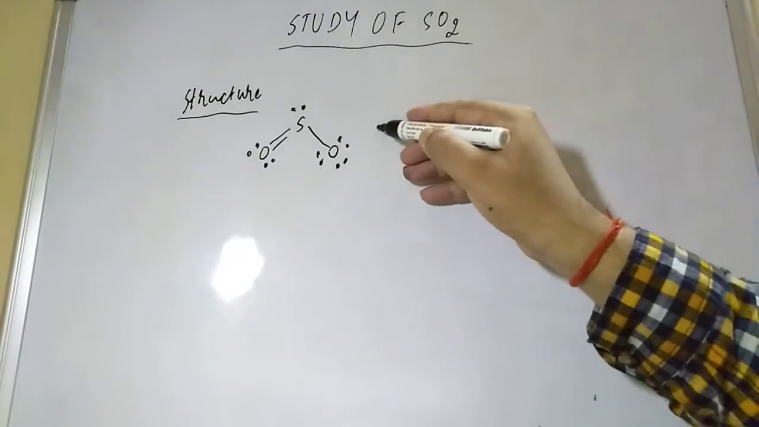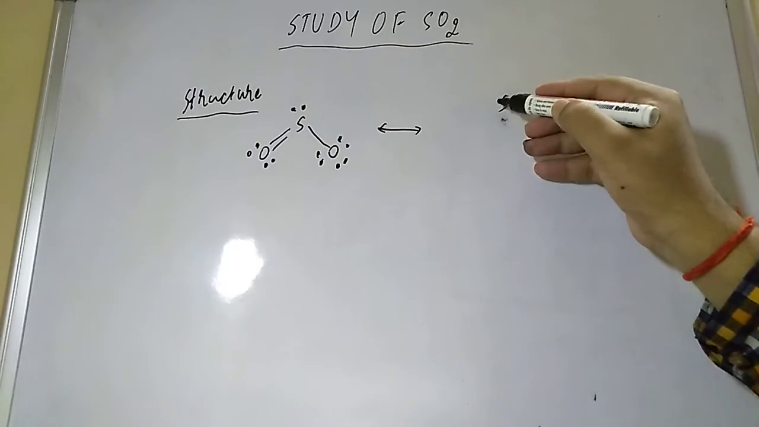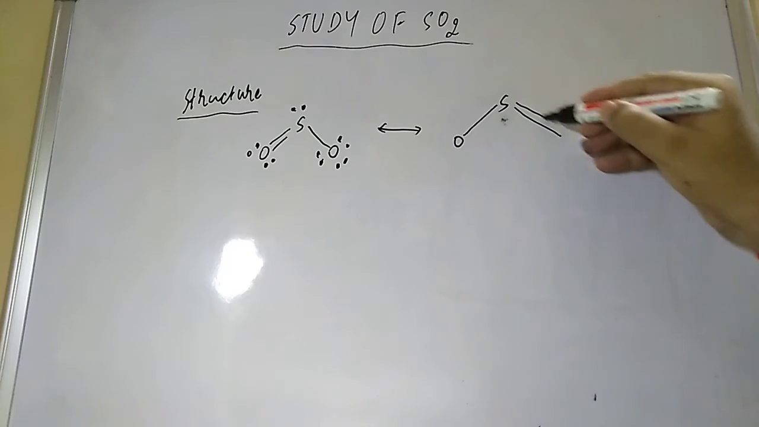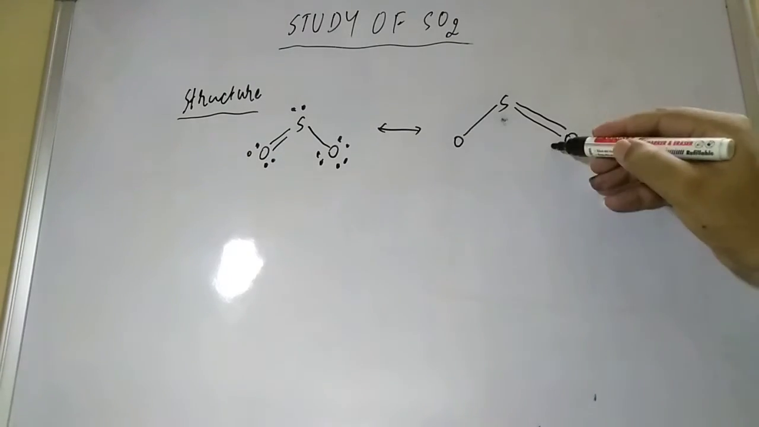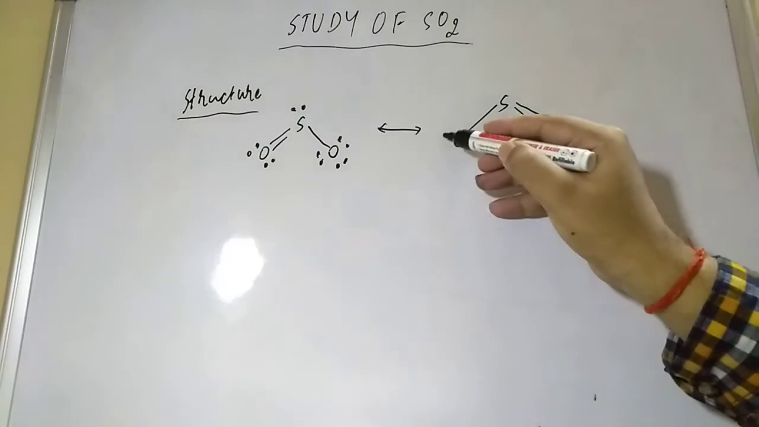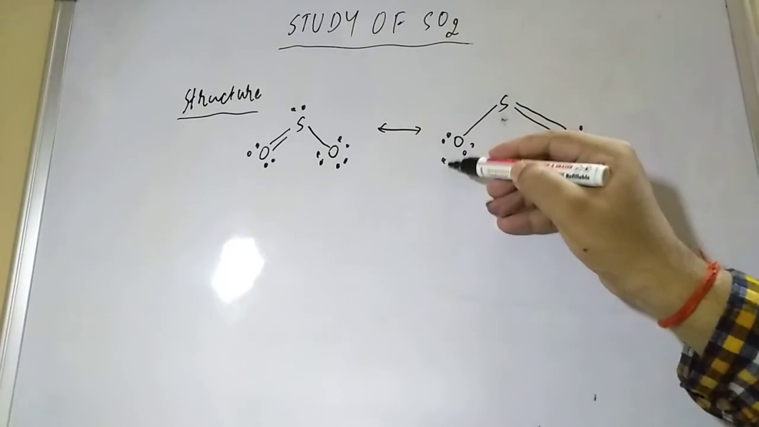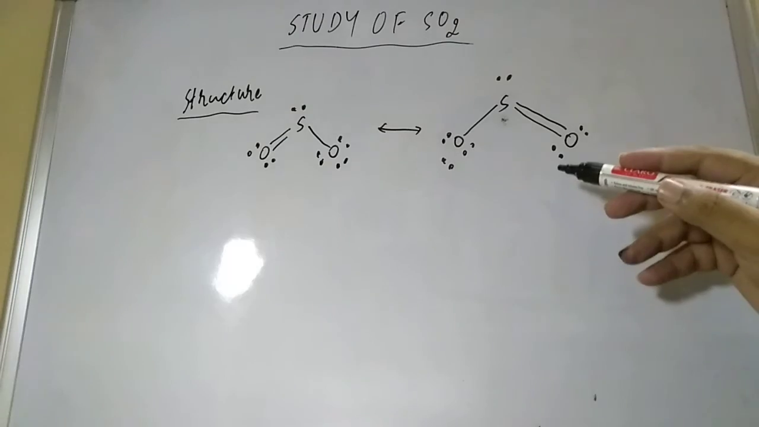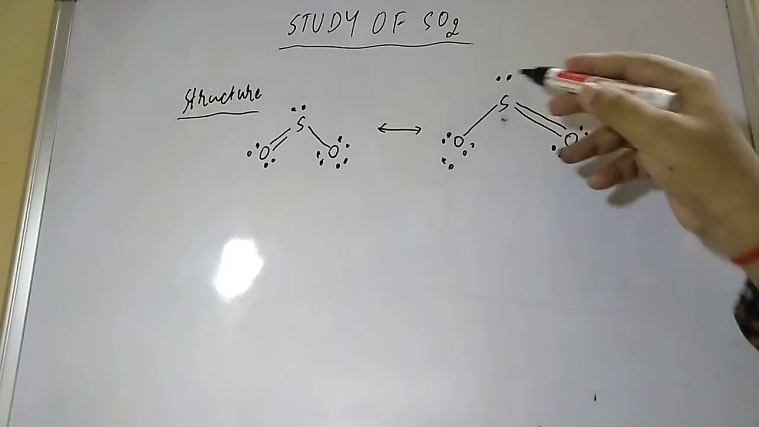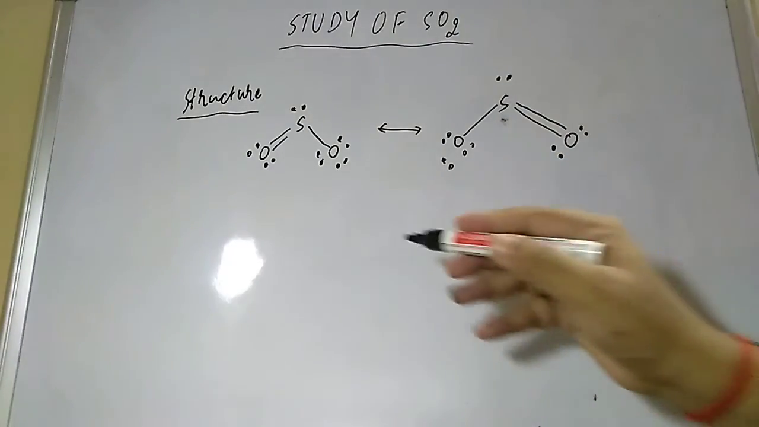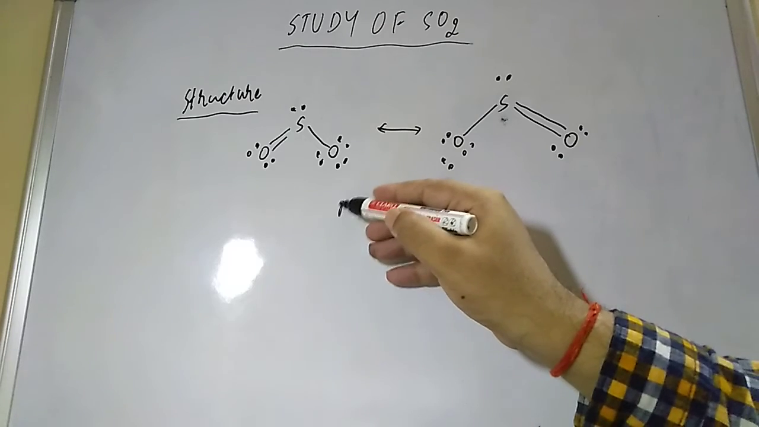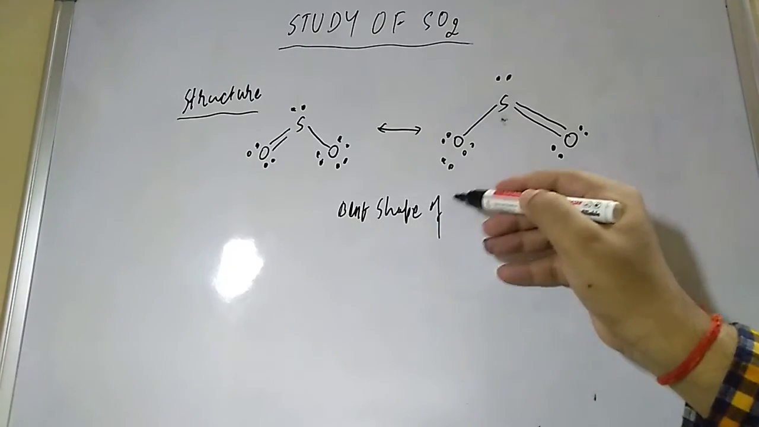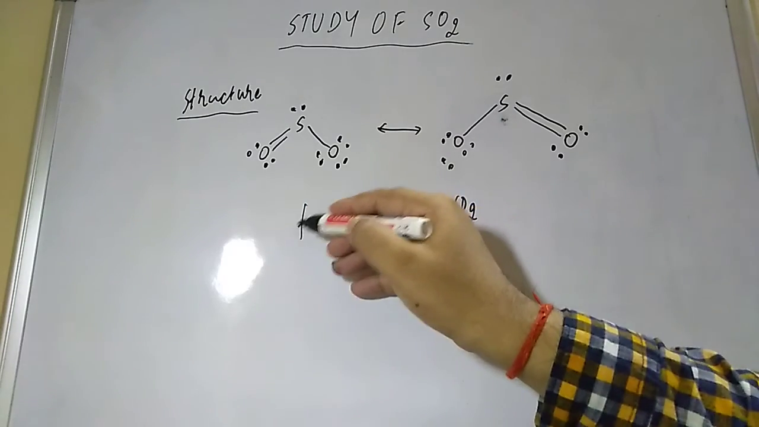One more structure is possible, where the single bond will convert into a double bond and the double bond into a single bond. Where there is a double bond, that is 2 electrons, and where there is a single bond, there are 6 electrons to complete the octet. So it will be complete, totaling 18. This is the bent shape of SO2. This is the figure.